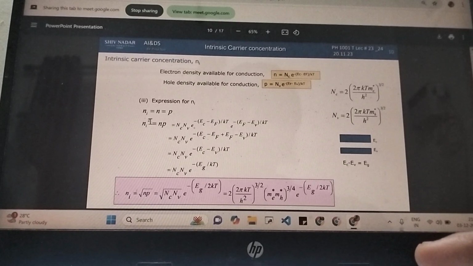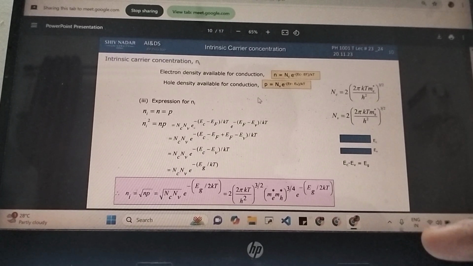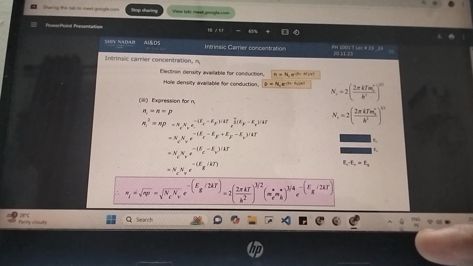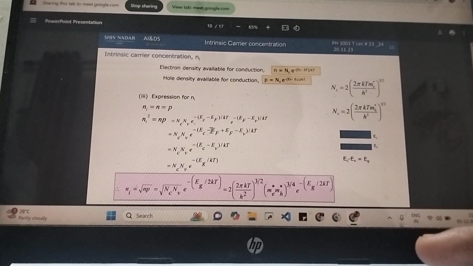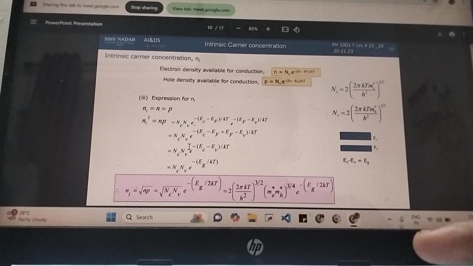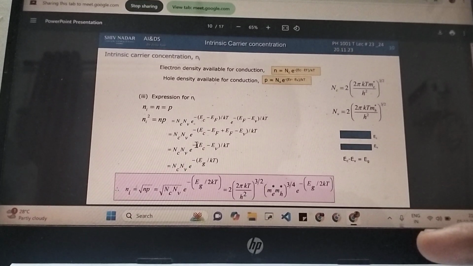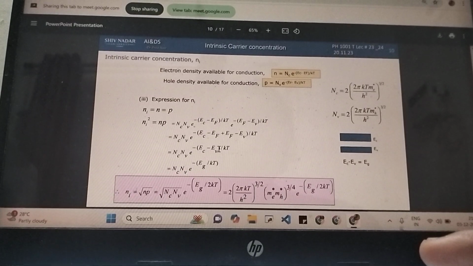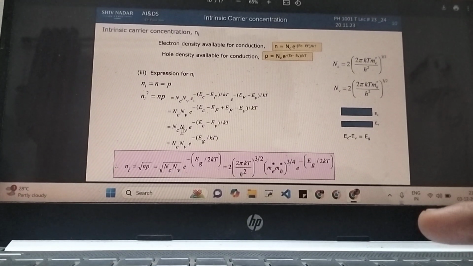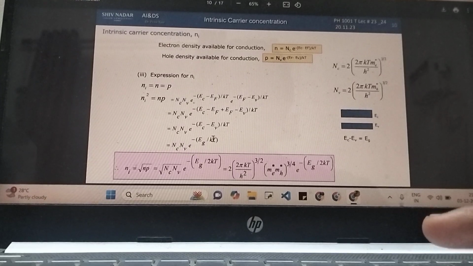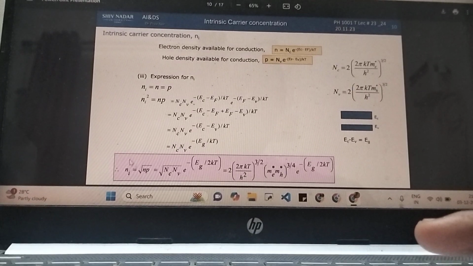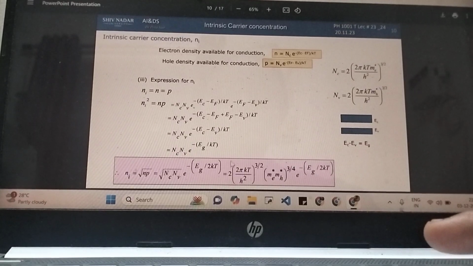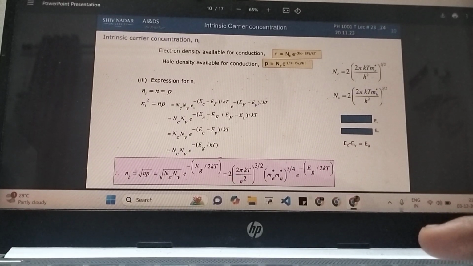So first we take Ni squared, which is Np, which is a product of these two. You take Nc, Nv, and then you combine all the e power terms. Both EFs get cancelled. Nc, Nv, e to the power minus (Ec minus Ev) upon kT. Ec minus Ev, we just saw, is equal to Eg. So Nc, Nv, e to the power minus Eg upon kT. This is Ni squared. So Ni is going to be the root of this, which is the root of Nc, Nv, e to the power minus Eg upon 2kT.